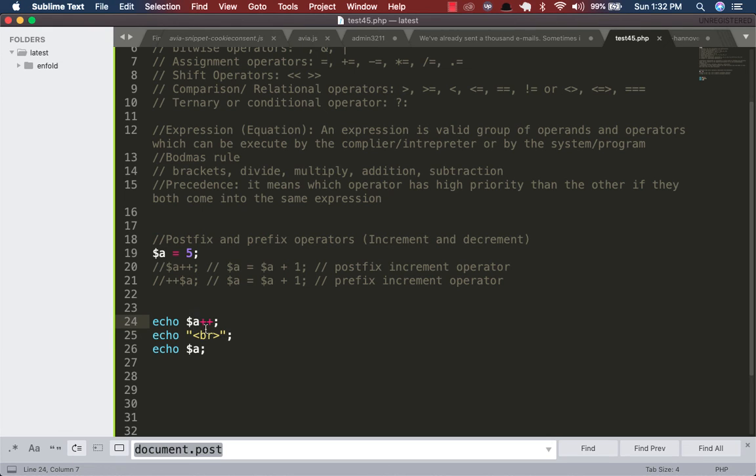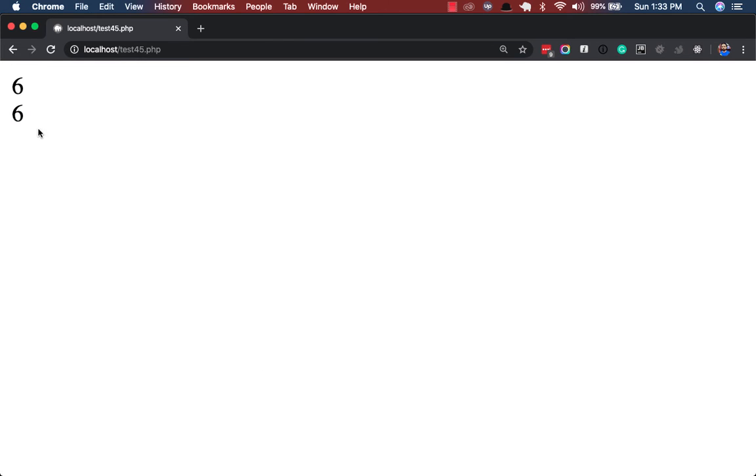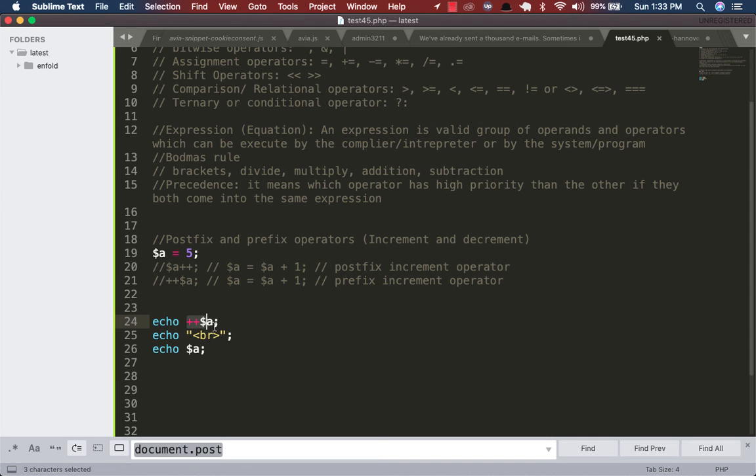Now if I add the prefix operator, we will see the result. Now you can see both are 6 and 6, because as this is prefix, first $a is incremented by 1, then this value goes to echo, so both are the same.